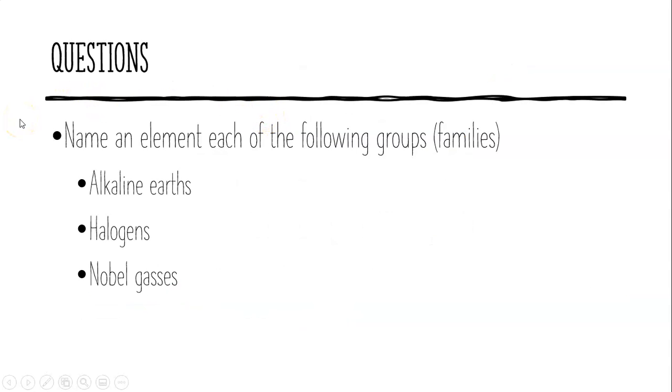So, question: name an element in each of the following groups or families: alkaline earths, halogens, and noble gases. Pause the video, look at your periodic tables, see if you can get these.